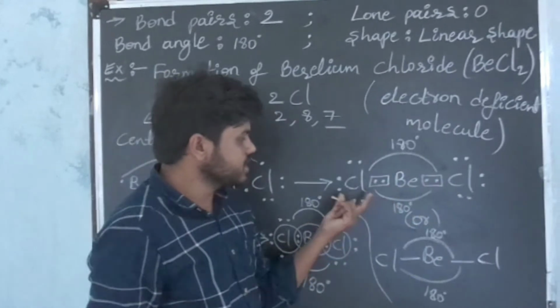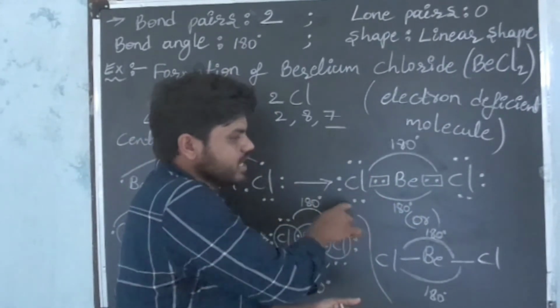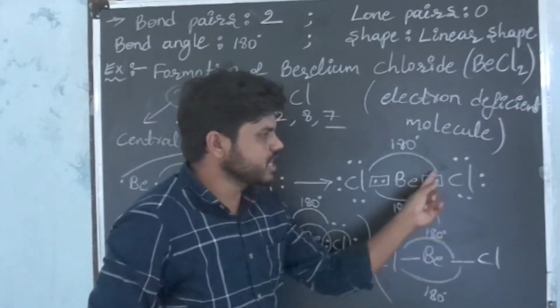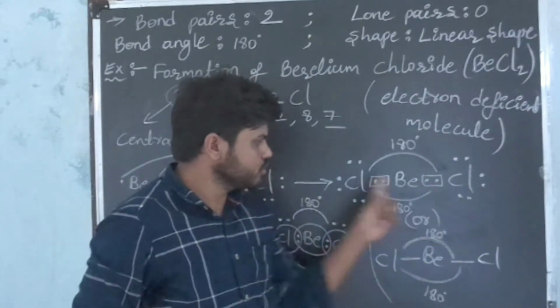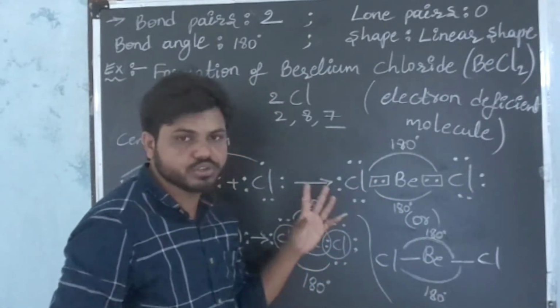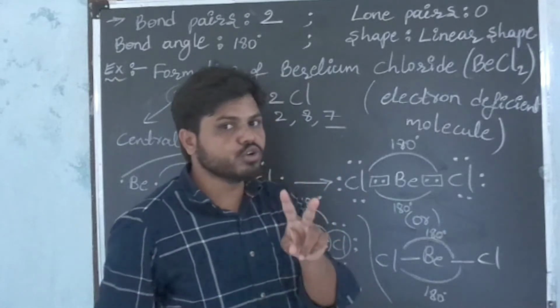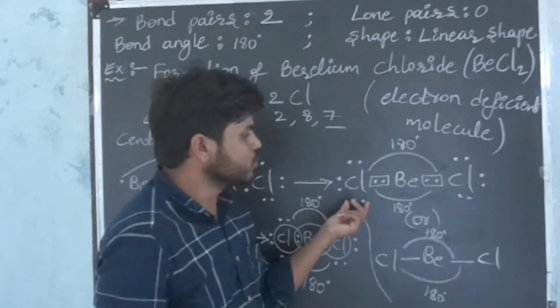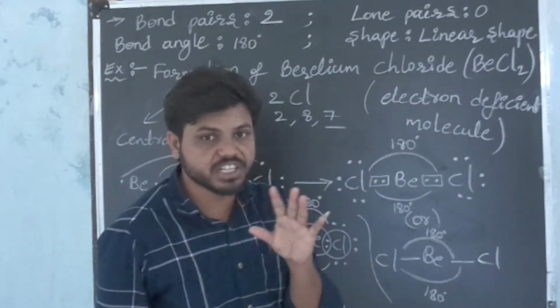Okay, by looking at this, the chlorine is possessing 8 electrons. Here also chlorine is possessing 8 electrons. 2 plus 2 plus 2 plus 2. Here also 2 plus 2 plus 2 plus 2. Total 8 electrons. Each chlorine possessing 8 electrons means chlorine is getting octet configuration in the valence shell.